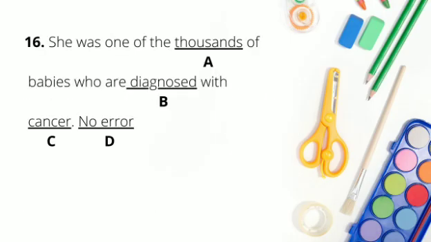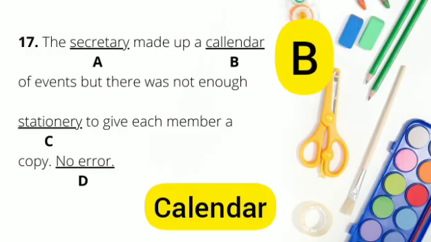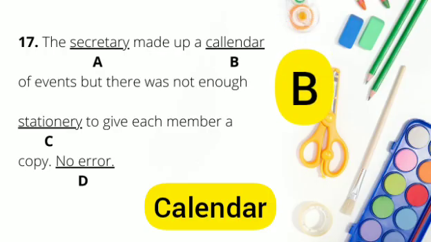These items are included. Item 16, she was one of the thousands of babies who were diagnosed with cancer. The answer is D. There is no error in this sentence. Question 17. The secretary made up a calendar of events, but there was not enough stationery to give each member a copy. The error is at B. Callendar is spelled calendar.